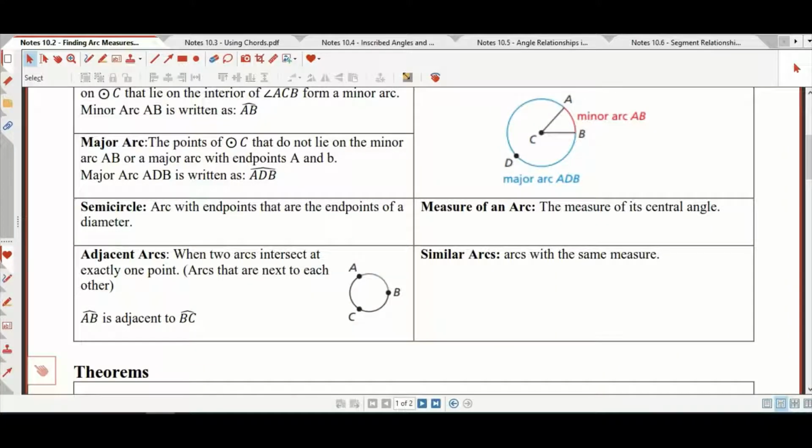A semicircle is an arc with endpoints that are the endpoints of a diameter, that is, half a circle. The measure of an arc is the measure of its central angle, that is, we can talk about the outside as how many degrees there are.